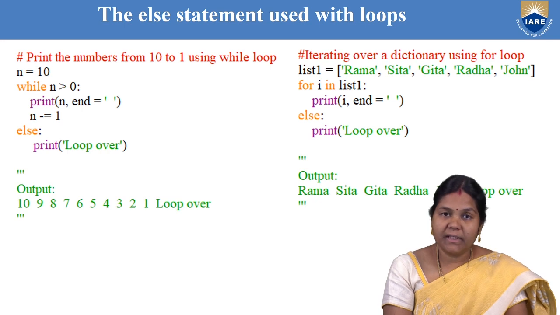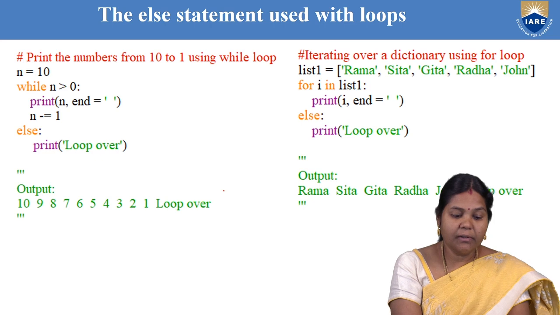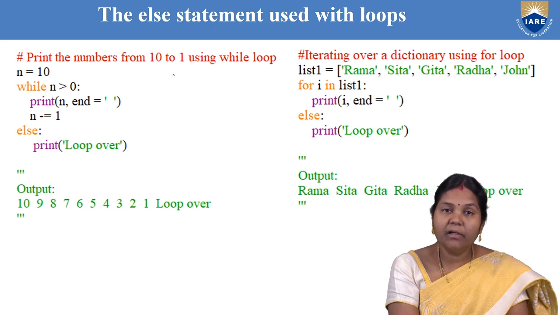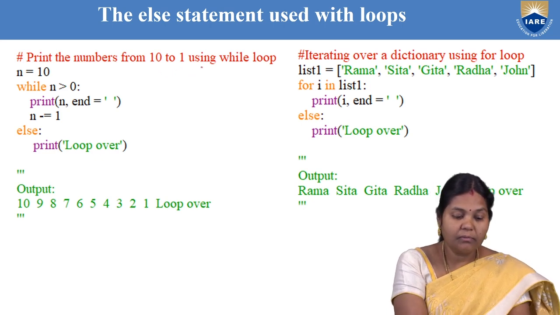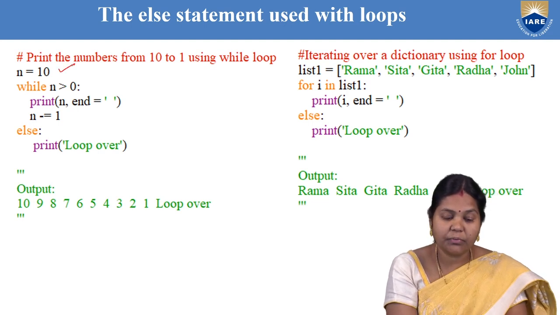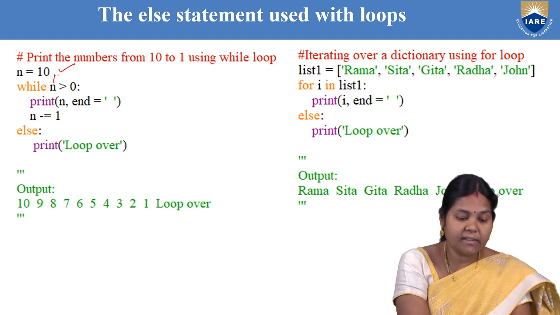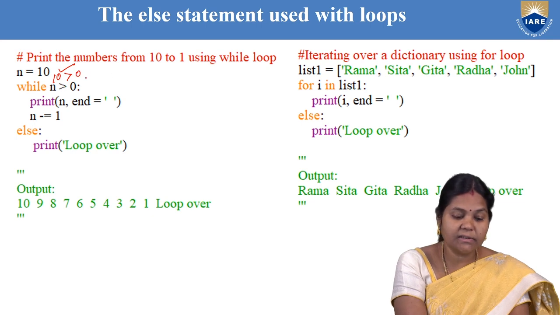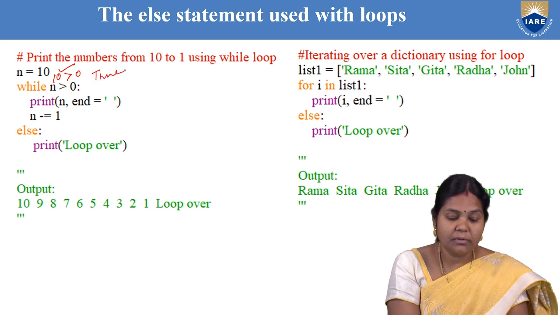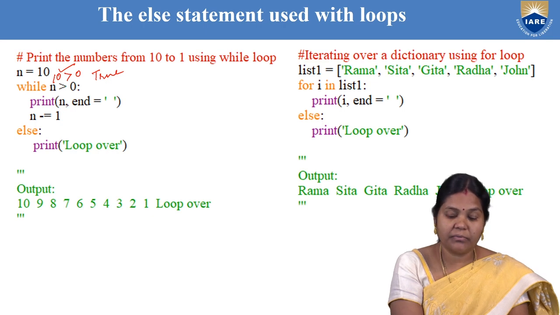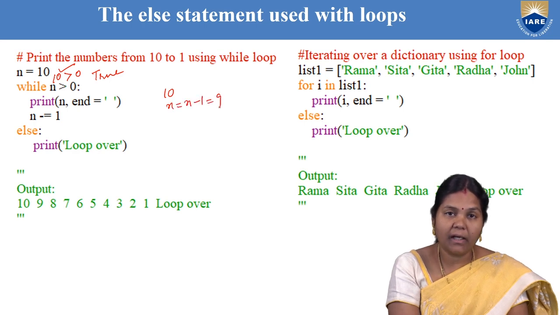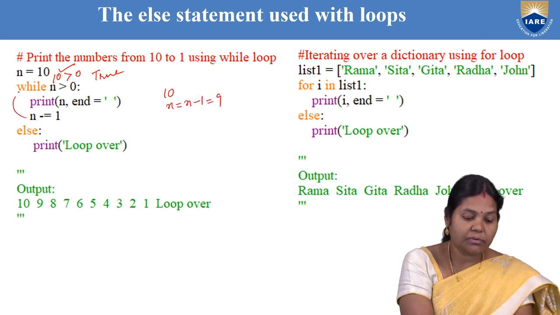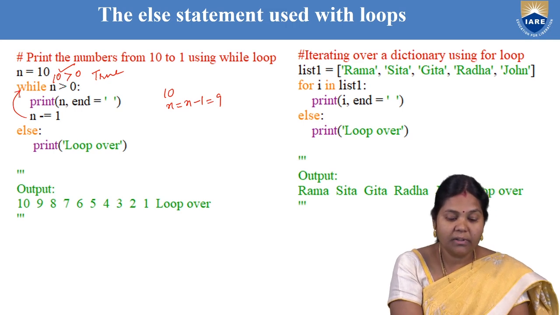Now, let us see one example with the else part used with the loops. For example, I want to display the numbers from 10 to 1 using a while loop. First, let me take the value of n equal to 10. The condition I have written is n greater than 0. 10 is greater than 0, yes, it is true. If it is true, then print the value of n, so 10 will be printed. Then n is decremented by n minus 1, so now the number becomes 9. And the process continues. Again, 9 is greater than 0, yes, it is true.